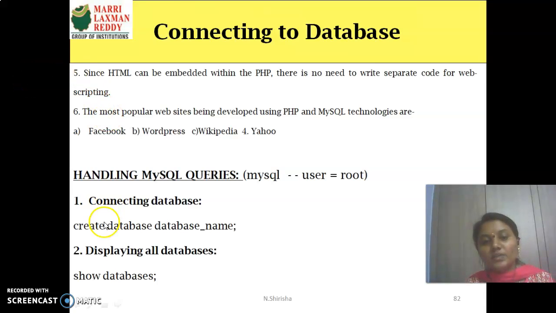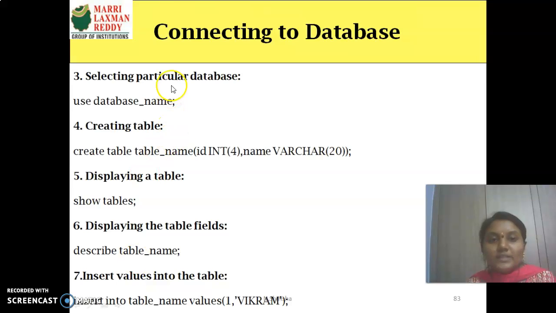And for handling SQL queries, these are the basic queries we have. For creating a database, we have create database name. For displaying all the databases, we have show databases. For selecting a particular database, use the database as a query. How do you create a table in MySQL? Create table name with fields. So ID is one field and name is one field. ID is of type integer, name of varchar type. Similarly, for displaying tables, we have show tables, and describe table for describing the table fields.